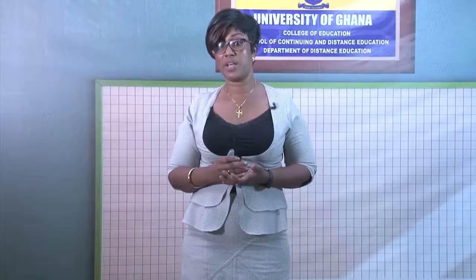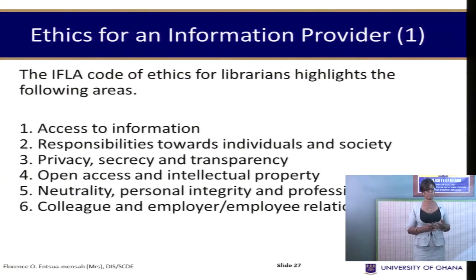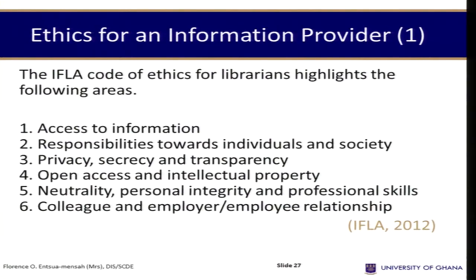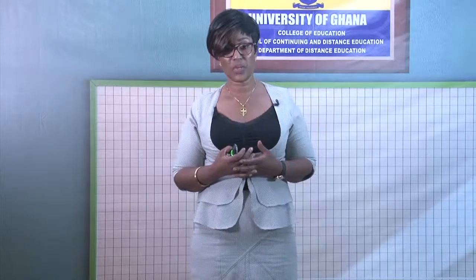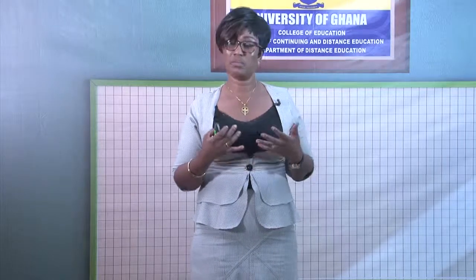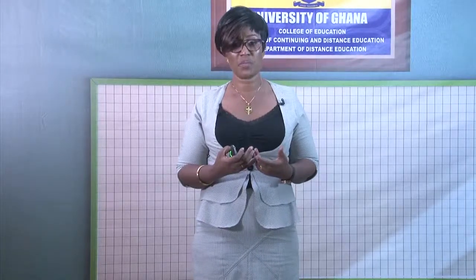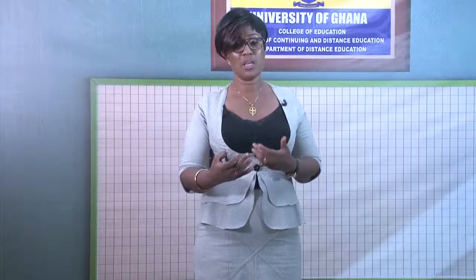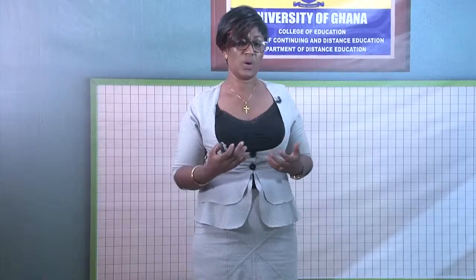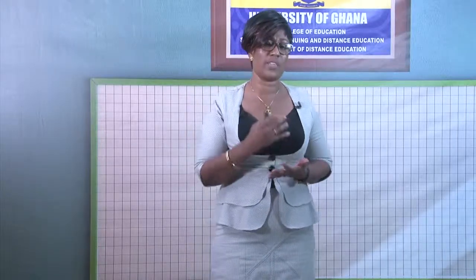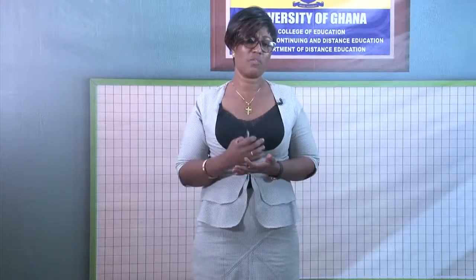The IFLA Code of Ethics for Librarians highlights the following areas: access to information, responsibilities towards individual and society, privacy, secrecy and transparency, open access and intellectual property, neutrality, personal integrity and professional skills, colleague and employee-employer relationship. I'll take a couple. Talk about privacy. As an information provider, you shouldn't tell others of somebody's requests or information needs. Whatever transfers between you and the user should stay between the two of you. We should be open. We should give access to the information, regardless of the person involved. If the person is an authorized user of the center, we need to provide access to the information to that individual.